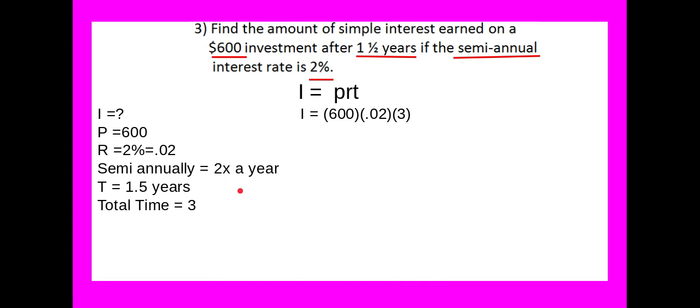All right, fill it into our formula. 600 times 0.02 times 3 is $36. Again, pause this video at any point where you feel like you need to copy stuff down.